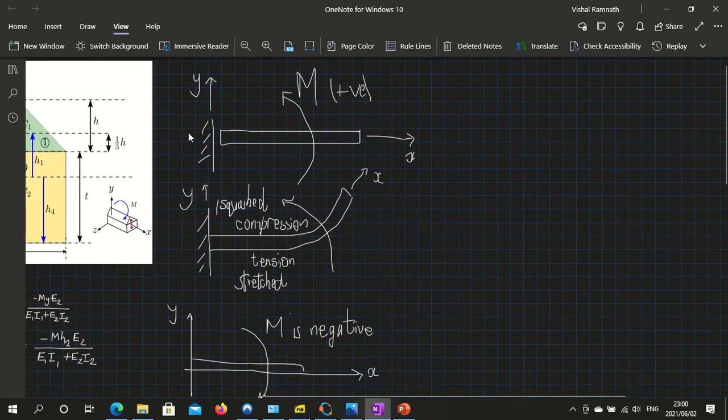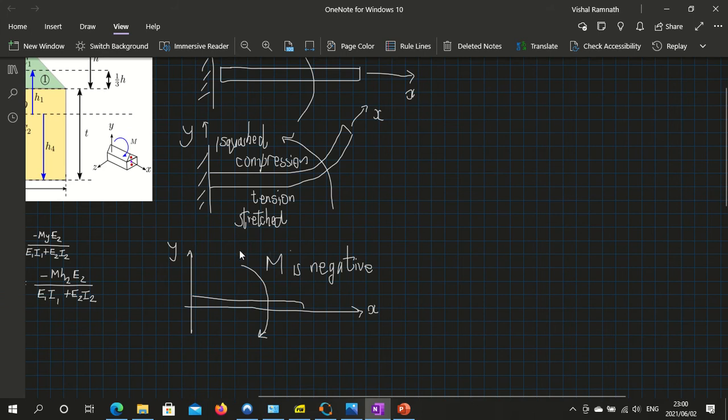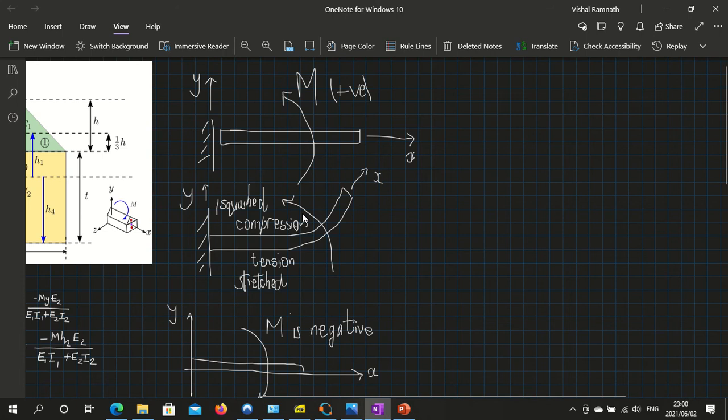So looking at the cross-section, if x is in the direction along the beam, y is positive. A positive bending moment in an anticlockwise direction causes compression on the top surface of the beam and tension on the bottom surface. So if M is given as 6,000 or 7,000, which is positive, with the standard sign convention, M would then be in an anticlockwise direction. The contrary is if M is negative, it is acting in the clockwise direction, and then it'll cause tension on the top surface and compression on the bottom.